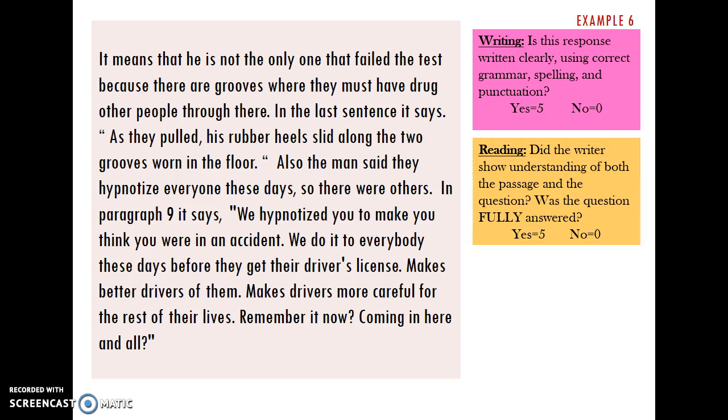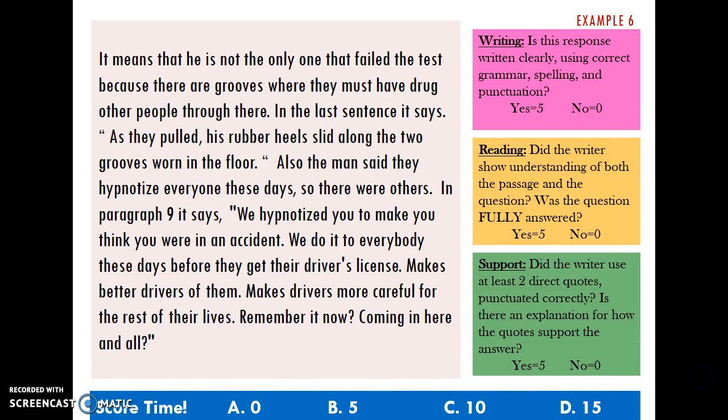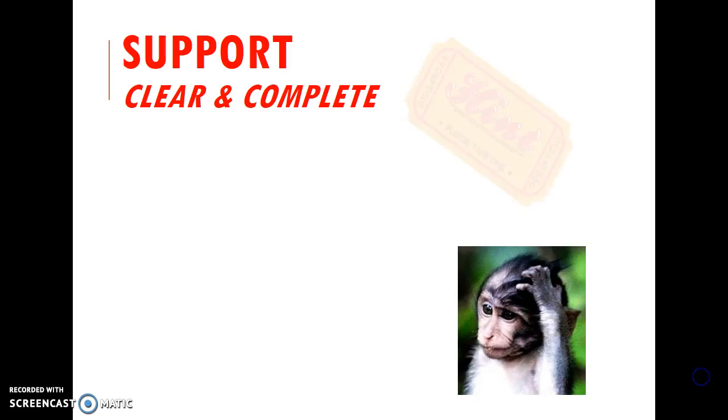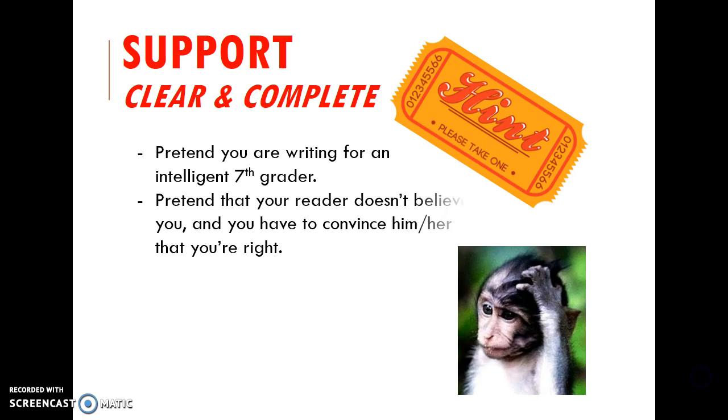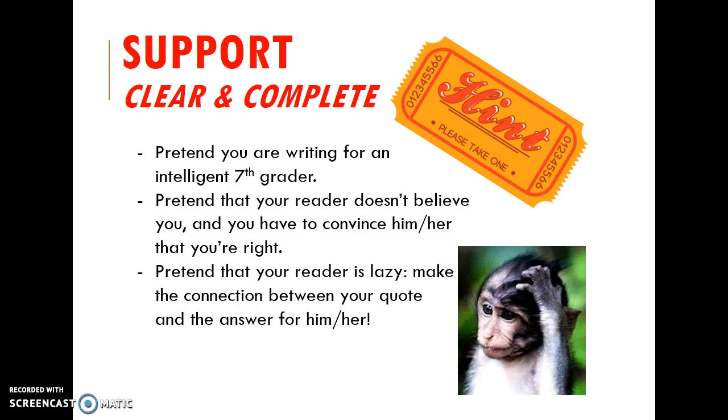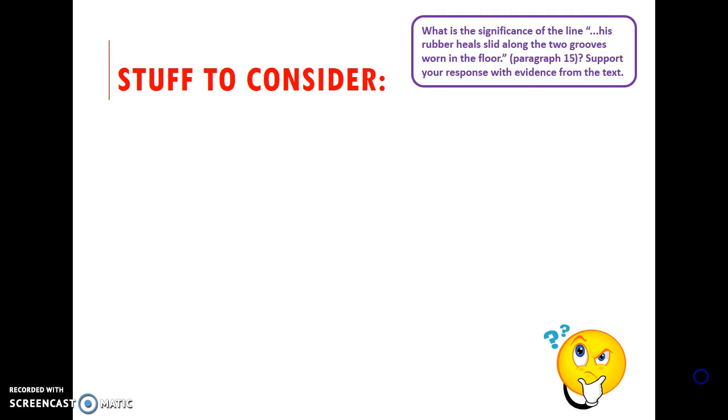Consider writing, reading, support, and score it. The support should be clear and complete. This response is a little bit confusing. The format and the structure is there, but you want to pretend that you're writing for an intelligent 7th grader. Pretend that your reader doesn't believe you and you have to convince him or her that you're right. You need to make the connection between the text support and your answer. Pretend that your reader is lazy. Make the connection between your quote and the answer for your reader.